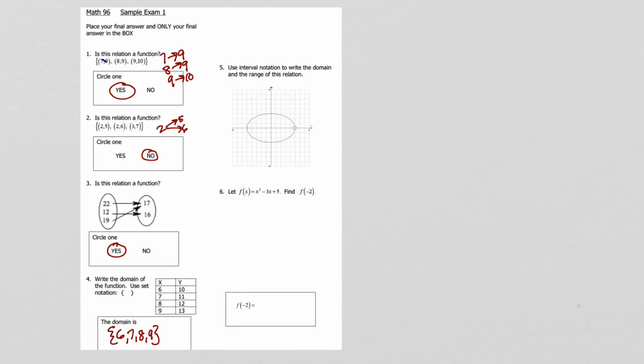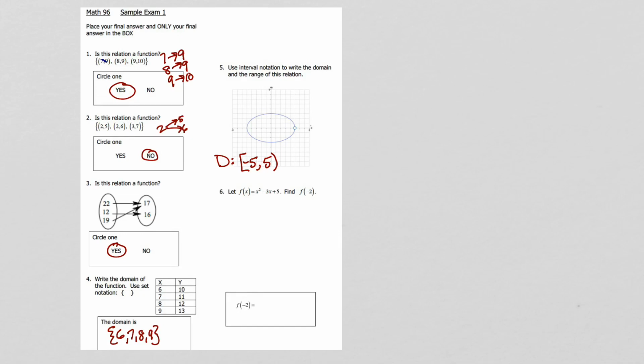So maybe we can write this domain here. I'll just say D. The domain goes from, square bracket, because negative 5 is included on that x, to positive 5, but open parentheses here because this 5 is not included on the x.